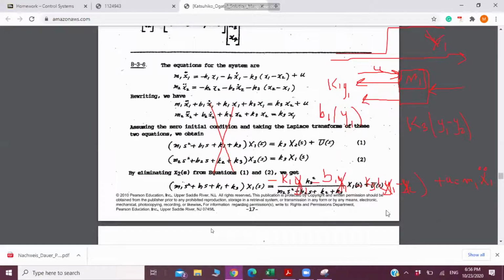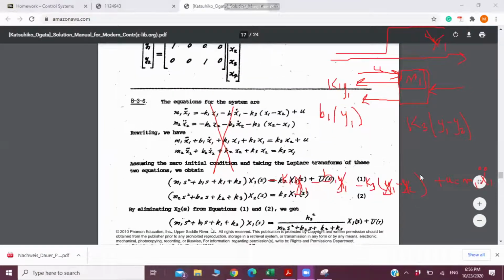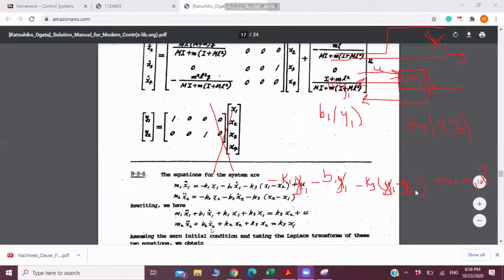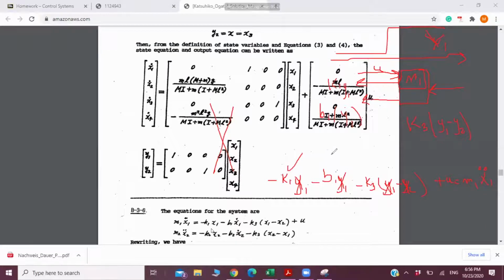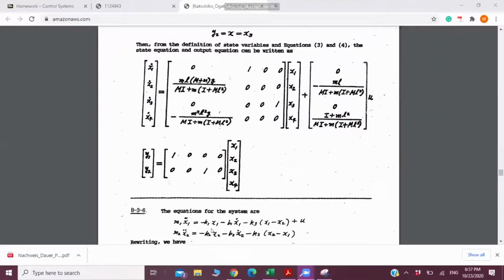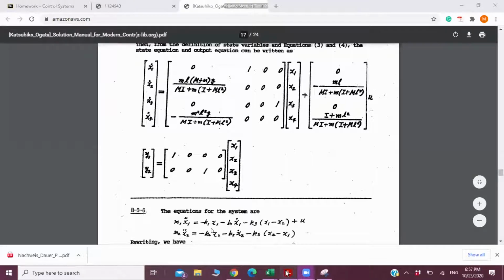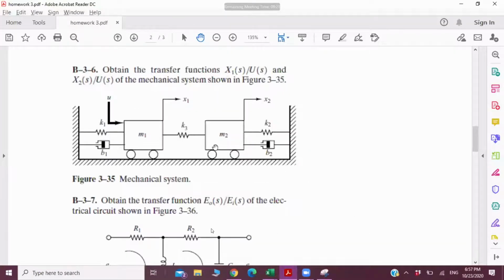Okay, we still have 10 minutes. Here we have, I don't know if it's clear, it's equal to m1 x1 double dot minus k1 x1. So we have this here. Just let me draw. And then minus b1 x1 prime, we have this here. Minus k3 (x1 minus x2), we have this here. And then we have plus u, like that. So what we did is actually correct. I will clear everything and go back. Okay, we are done with the first step. We have to do the second one.